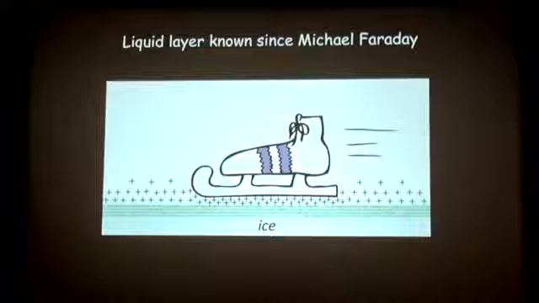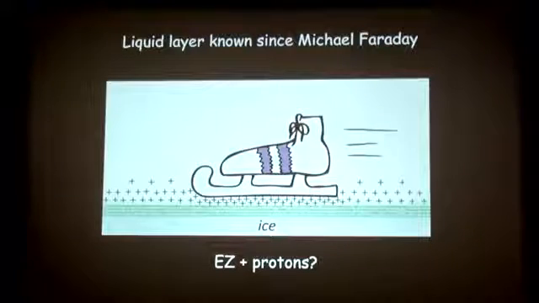Now, what about ice? What about ice skates? Well, it's been known since Michael Faraday that on top of ice, there's a liquid layer. And you'd say, well, if you have a liquid layer, friction should be reduced. But I think it's more than that. It's possible that this layer contains EZ plus protons, because I just showed you that when ice melts, it gives you EZ. And together with EZ, you have protons.